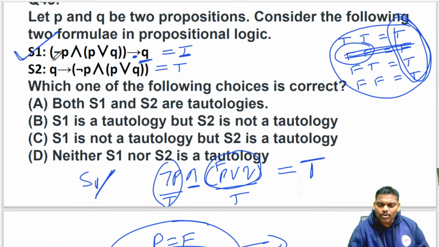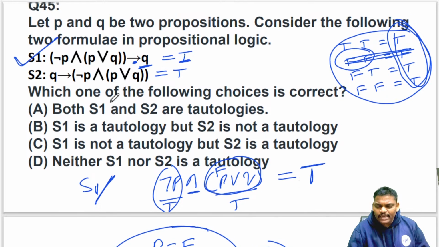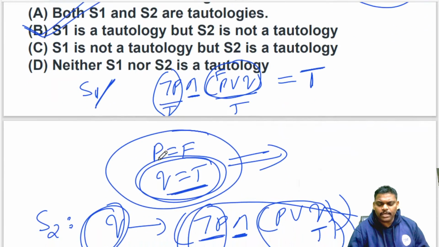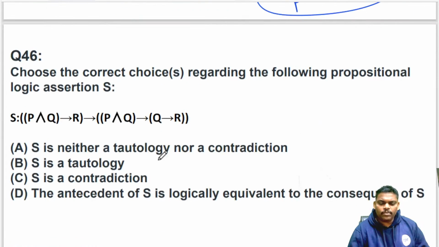We have done so many problems in the classroom about validity. Please check. S1 is a tautology, but S2 is not a tautology. So the answer is B. Go to question number 46.